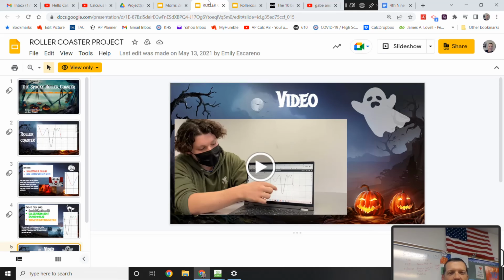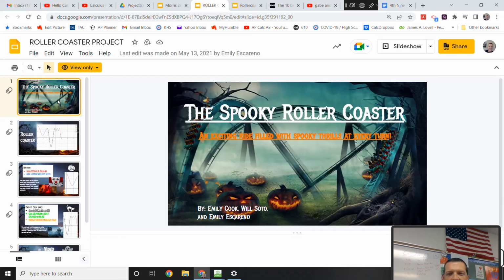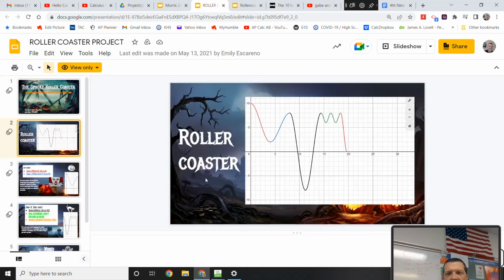Here's some of my students from last year. The spooky roller coaster. There it is. They extended beyond 15.0, but it still landed at 0. This looks like a pretty good one. There's a minimum at 4.2, a maximum at 8.8. They did a whole bunch of other stuff, and they landed back at the ground.